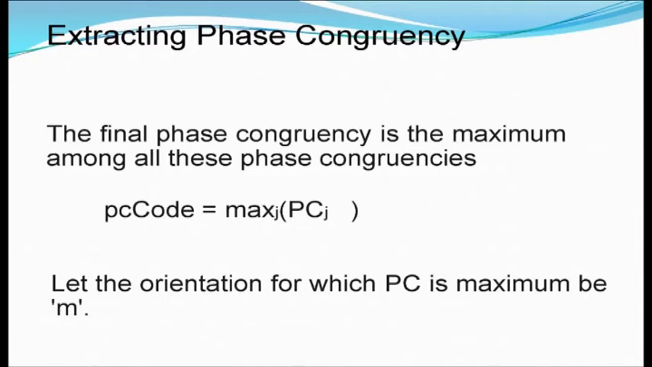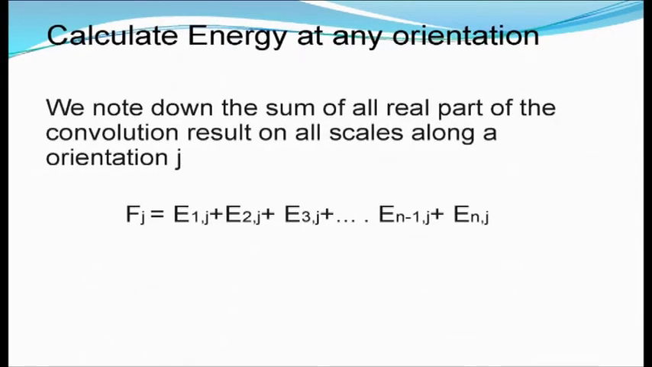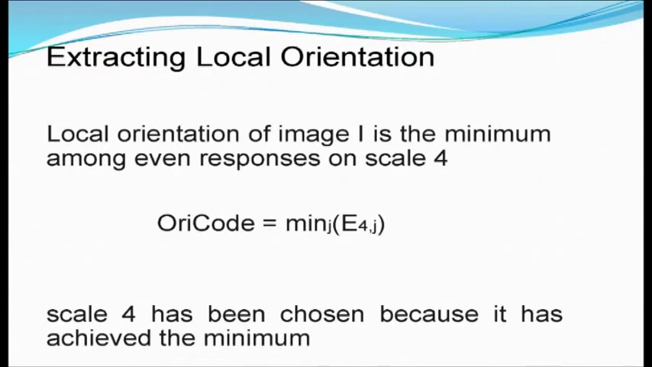Local orientation is the second local feature. It is calculated by using this function. E we have calculated previously; it is the real part of scale 4 at orientation J. They used scale 4 because it gave them the maximum result.